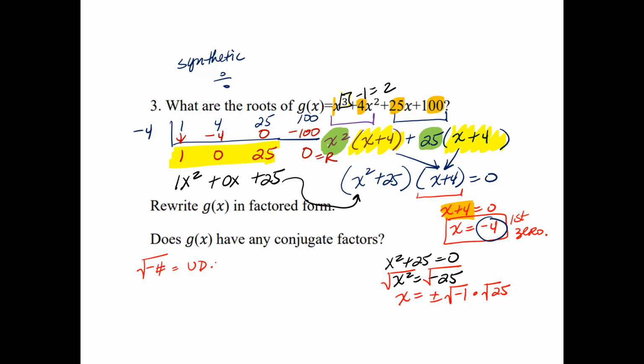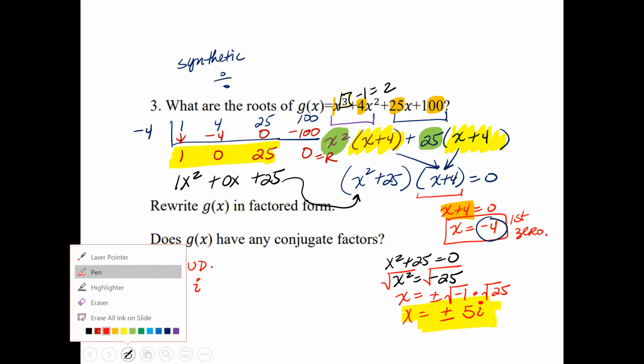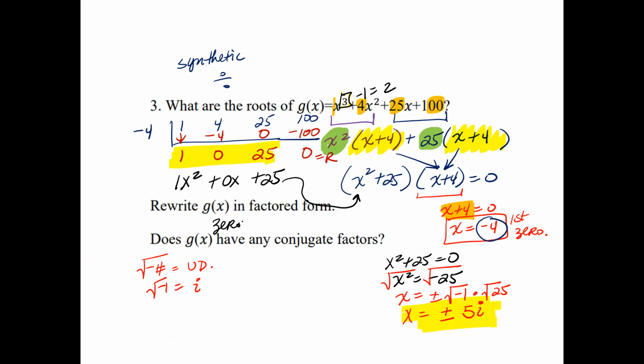But then in Algebra 2, Semester 1, do you guys remember the square root of negative 1 is the i number, which is imaginary, right? So then what is your other root here? It's plus or minus the square root of 25, which is 5, and I replace that square root of negative 1 with an i. So what are your zeros? Your zeros for this are going to be a negative 4, a positive 5i, and a negative 5i. And those are your zeros.